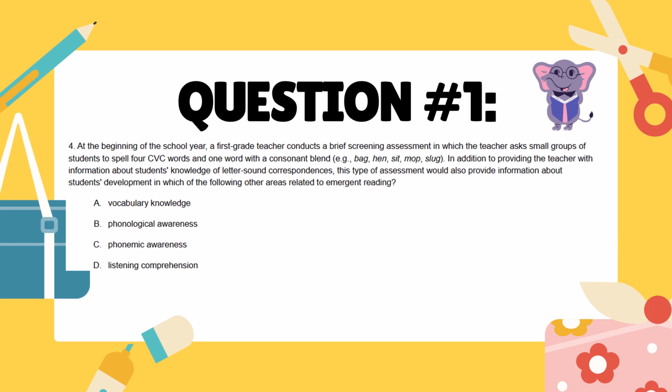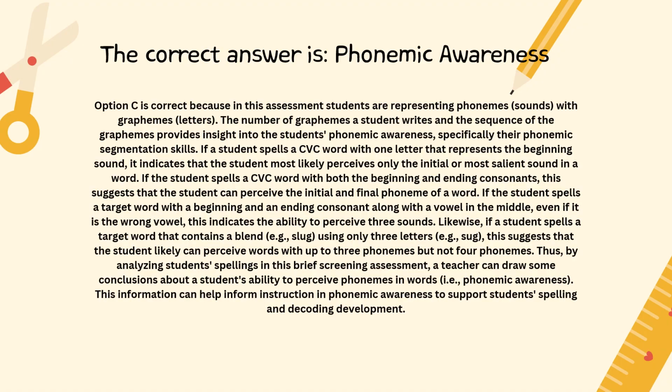Now let's think about it a little bit and see which answer it is. And the correct answer is phonemic awareness, which was C. And there's a big detailed paragraph that we can read and go in depth about why it was C. In other words, the teacher was asking the students to spell CVC words, and the word with blend requires them to segment words, which are phonemes, and match them to letters, which is a key skill in phonemic awareness. So let's learn more about phonemic awareness and phonological awareness.